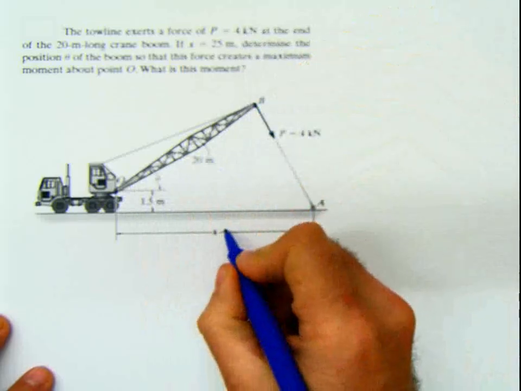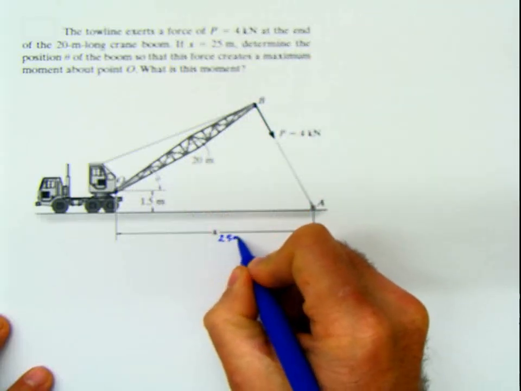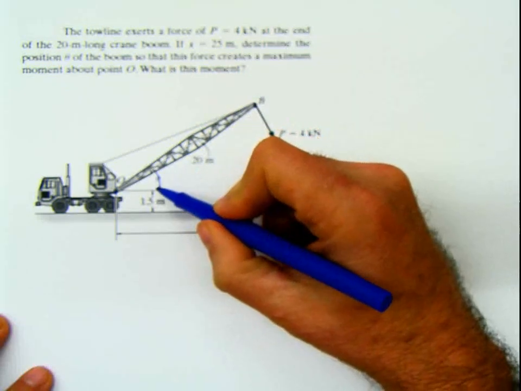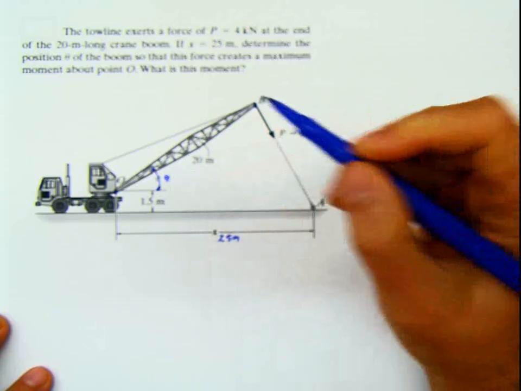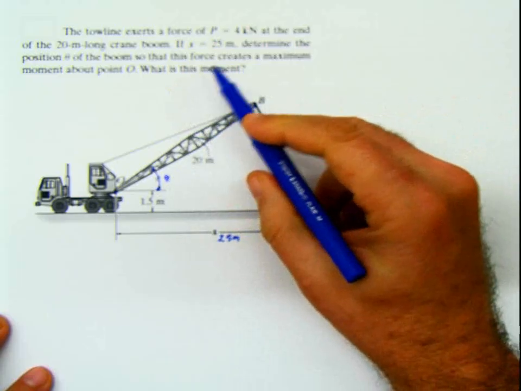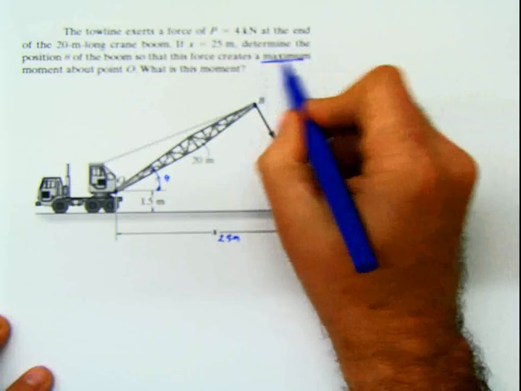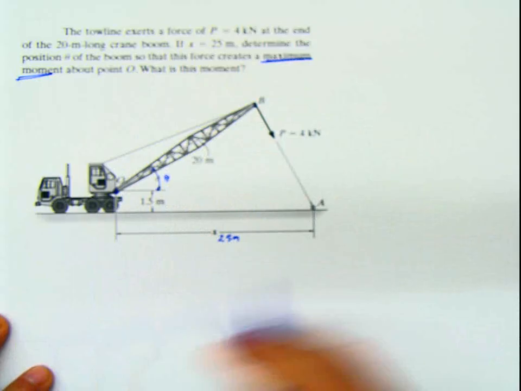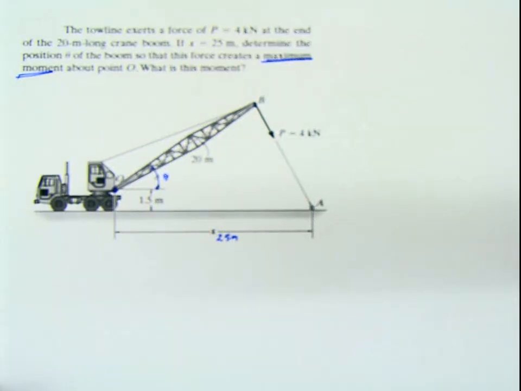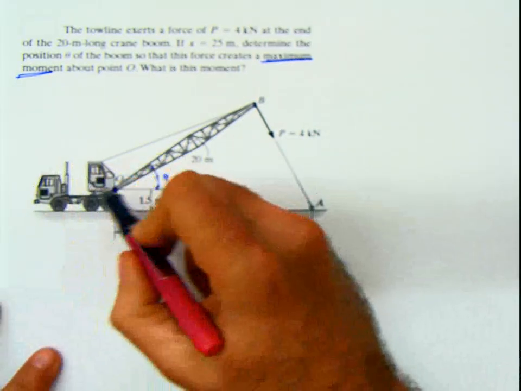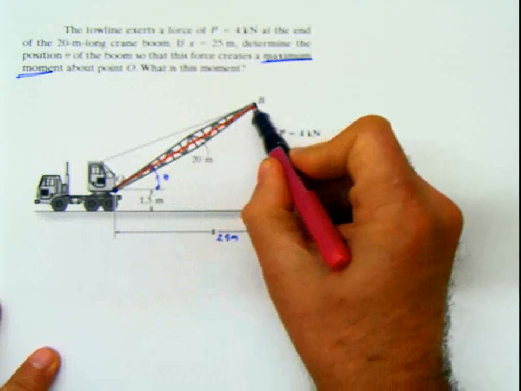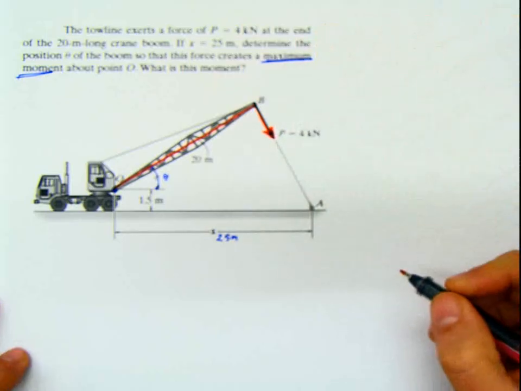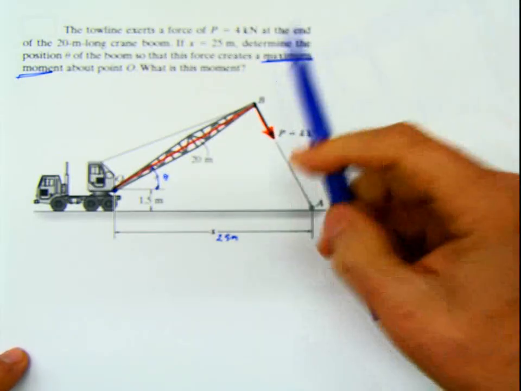And now if x equals 25 meter, determine the position theta, this angle, so that this force creates the maximum moment about point O. So what is the moment? We have this distance from here to here, we have this distance, this force applied here, and we have the word maximum moment.